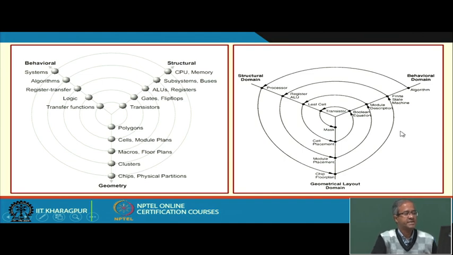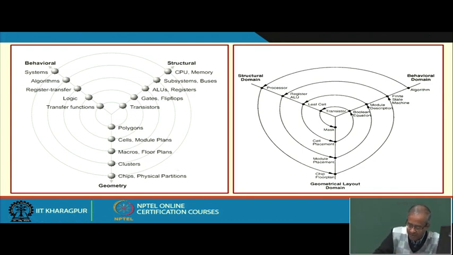Let us look at these two diagrams, because these two diagrams actually show how we can interpret the Y diagram. Look at this first diagram on the left. Here, as you can see, we have drawn these imaginary concentric circles which are touching one of the points along each of the three arms of the Y. For example, you can see in the behavioral level we have a node called systems. The equivalent node in the structural level says CPU memory, and the equivalent one at the geometrical level says chips or physical partitions. So, what does this represent?